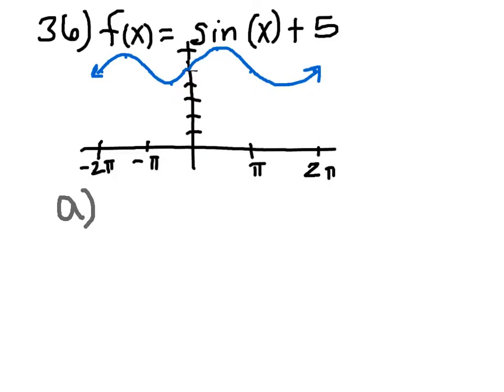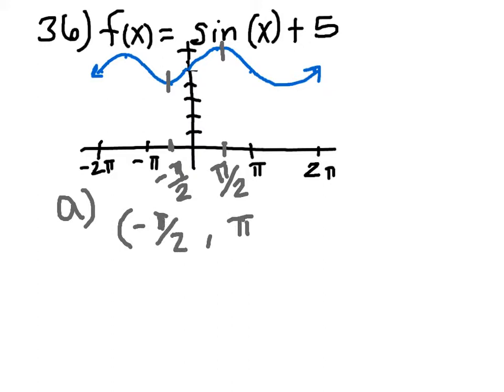Intervals on which f of x is increasing or decreasing. It's obviously increasing from here to here. The question is, what is that interval? Now, in radians, we've got from negative 1/2 pi to positive 1/2 pi as the interval where that's increasing. So I'm going to list that here, negative 1/2 pi to positive 1/2 pi.